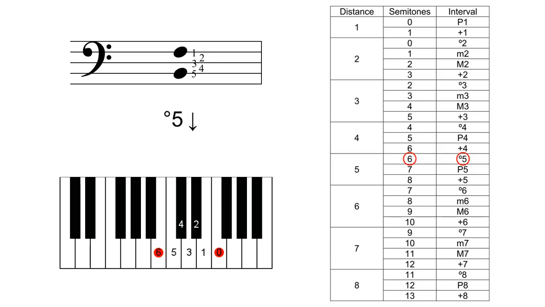Find 6 semitones below the F key on the keyboard. Since the key is a white key, the note on the staff does not need to be modified with an accidental. B is a diminished fifth below F. The next few videos on intervals will help you improve in identifying and writing intervals.